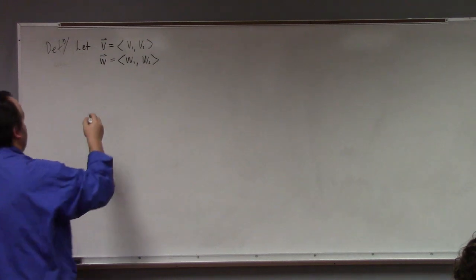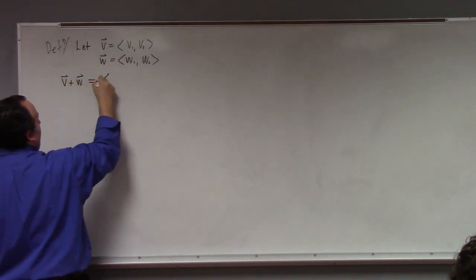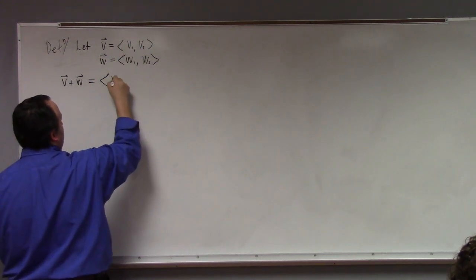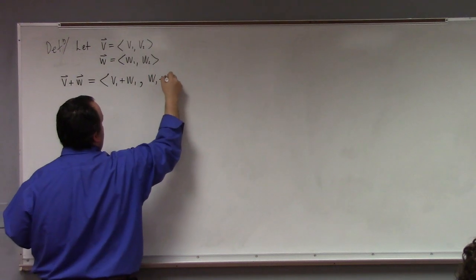So what's the definition of addition of vectors? How do you define V plus W? It's very simple. You just add the components. So V1 plus W1, comma, V2 plus W2.